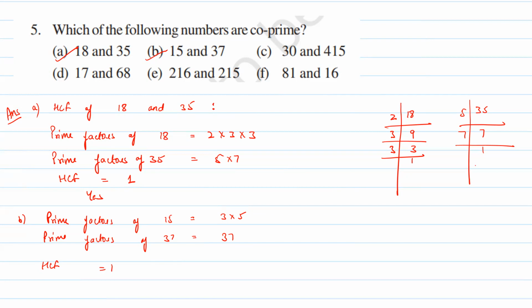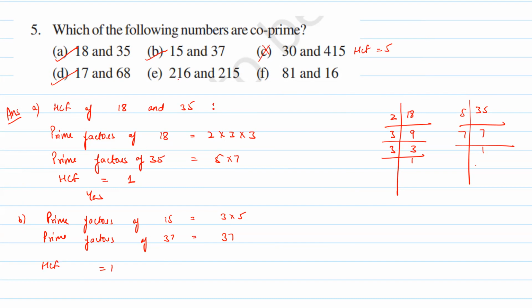If we see the HCF of 30 and 415, HCF will be 5. So it is not co-prime. Then 17 and 68: because 17 is a prime number here, you can directly write it is co-prime. Whenever we are doing composite and prime number HCF, it is always 1. So it is also co-prime.